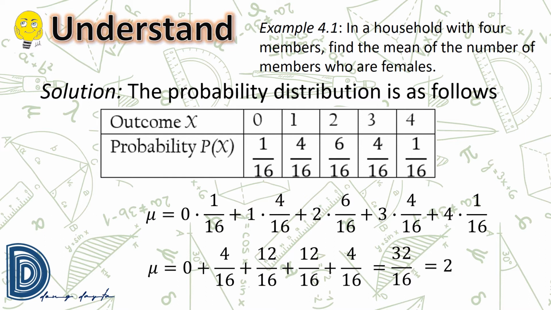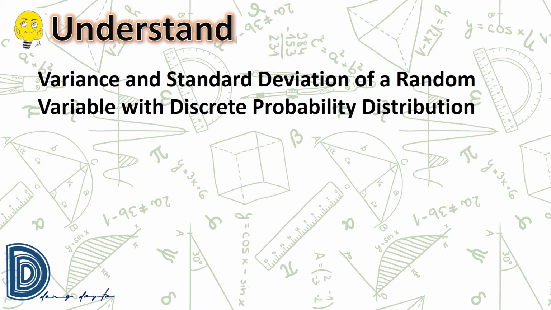So that means if you get to interview households with 4 members, in the long run or theoretically, the average of the number of members who are females will be equal to 2. For a probability distribution, the mean of the random variable describes the measure of the so-called long run or theoretical average, but it does not tell anything about the spread of the distribution.